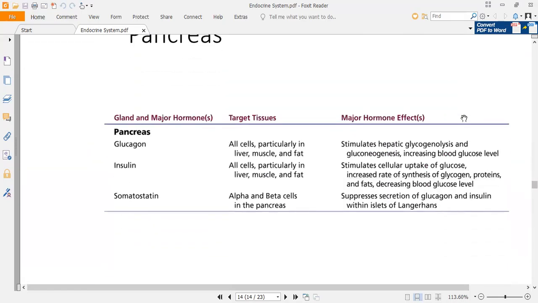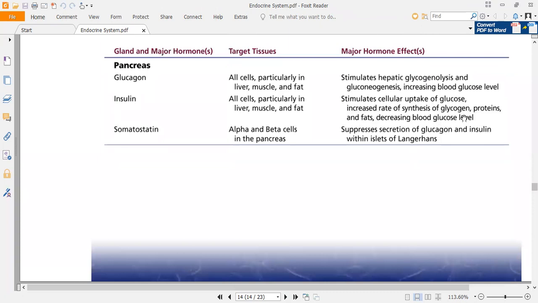So the pancreas has these functions, as you can see. The pancreas produces glucagon. What's the function of glucagon? It targets all cells, particularly in the liver, muscle, and fat. What does it do? It stimulates hepatic glycogenolysis and gluconeogenesis, increasing blood glucose levels. Then insulin does the opposite. Their target organs or tissues are the same, but the function of glucagon is the opposite of insulin, and vice versa.